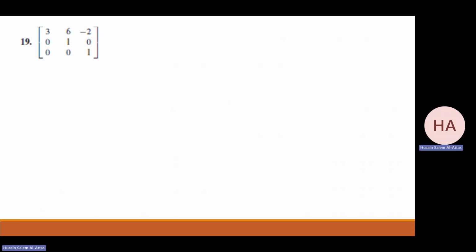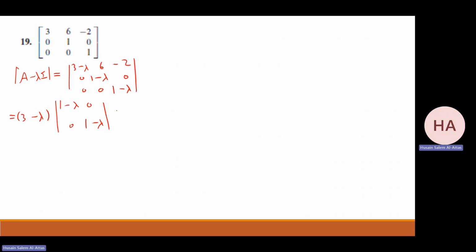Okay. Now I think it comes where we have a repetition. Yeah. I'll do A minus lambda I. And this will be what? 3 minus lambda, 6, minus 2; 0, 1 minus lambda, 0; 0, 0, 1 minus lambda. That gives me what? 3 minus lambda. I will do expansion with the first column. I have 1 minus lambda, 0, 0, 1 minus lambda. That gives me 3 minus lambda times 1 minus lambda squared equals 0. So what are the eigenvalues? Lambda equal 1, lambda equal 1, lambda equal 3.